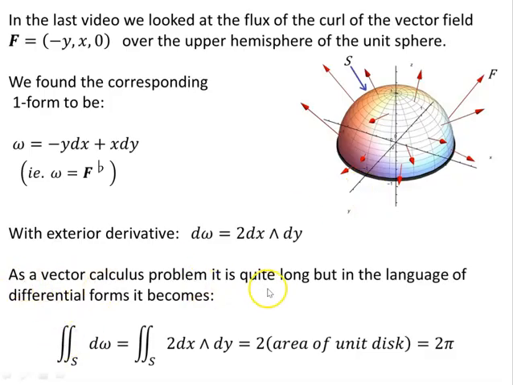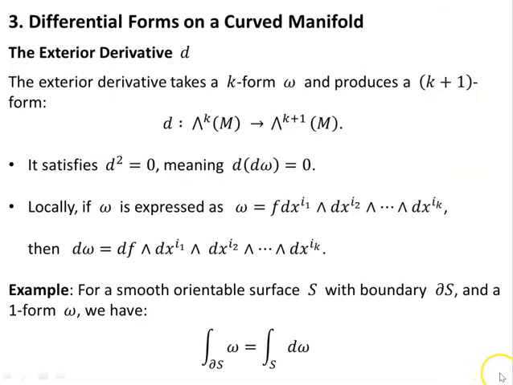As a vector calculus problem, it's quite long, but in the language of differential forms, it becomes the double integral over S of d omega. It's the double integral over S of 2 dx wedge dy, which is 2 times the area of the unit disk. And I showed you how all that happened in the last video, which is 2 pi. Because remember, the unit disk area is pi, and then we had the 2 factor there. But all of that was explained in the last video.